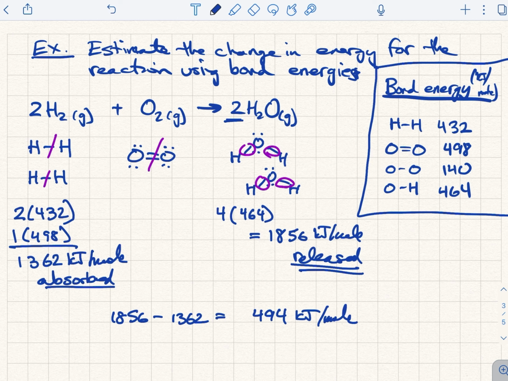All right. Now the question is energy overall getting absorbed or released? Well, which one's bigger? The amount of energy that's absorbed or the amount of energy that's released by the formation of bonds?